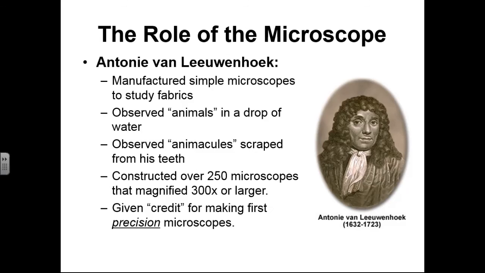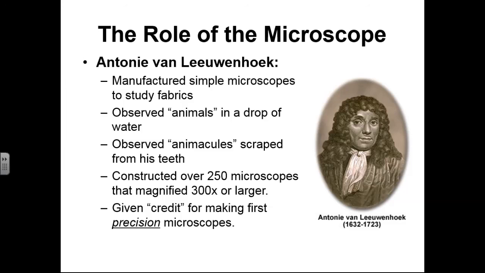Another giant in the field of microscopy is Antoine Van Leeuwenhoek, and I'm very positive I pronounced that wrong. It's a French name, so of course I said it wrong. He was born in 1632, died in 1723, and he made microscopes to study fabrics. His background, his training, was in textiles. He was a business owner who sold fabric for a living. And because he wanted to better understand the fabric he was selling and make better fabric, he started making microscopes.